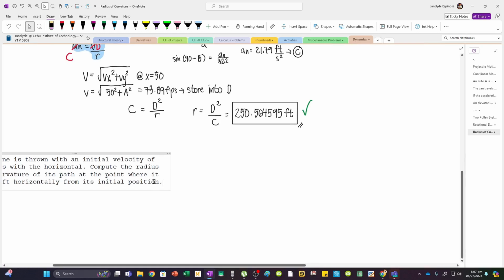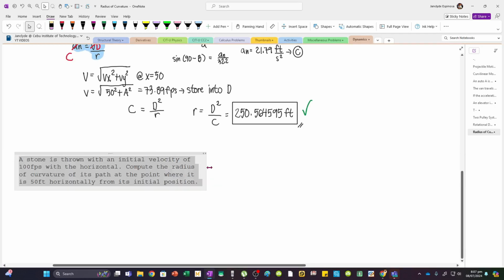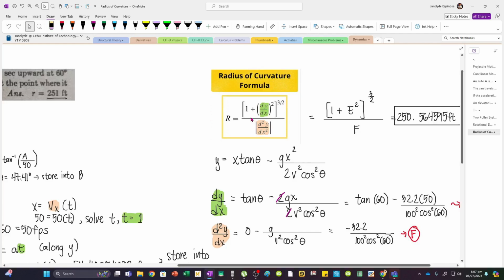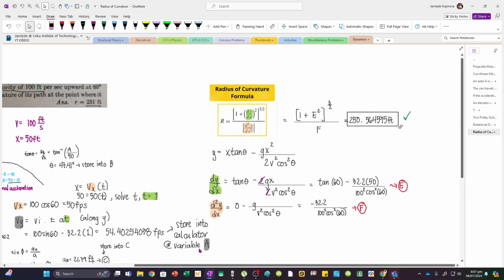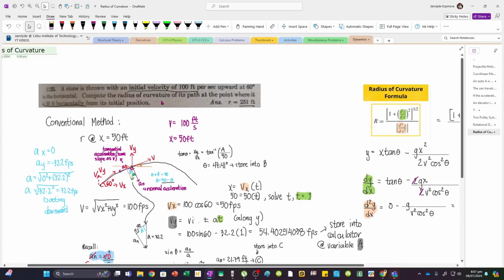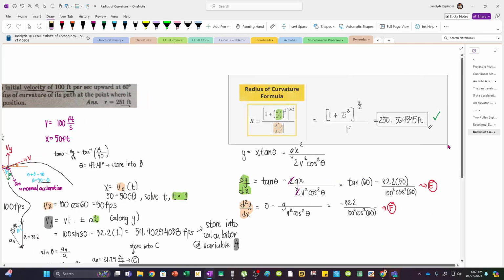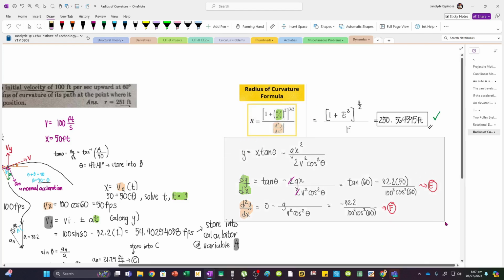Now, we'll try to solve this problem using manual calculations, and then after which, we can apply this alternative formula. Now, personally, if I have problems involving the radius of curvature, I always use this one. Kasi na-memorize ko na kasi to. Now, if you can memorize this formula, just use this process.